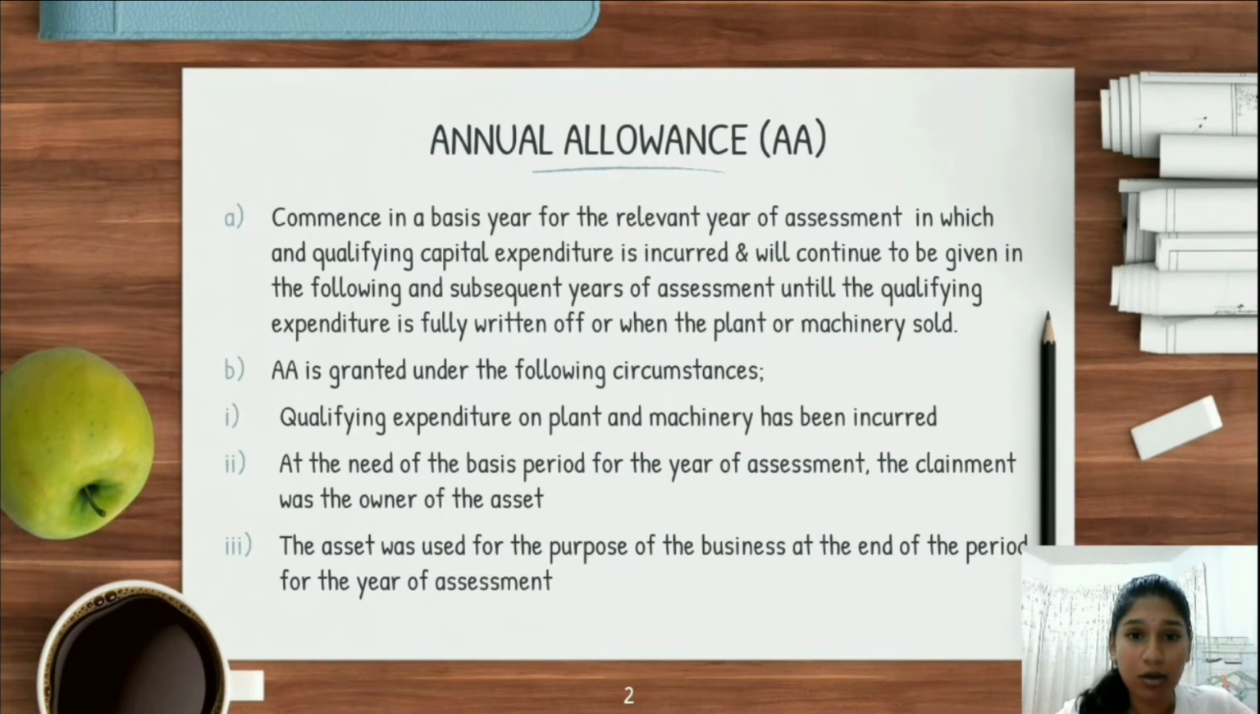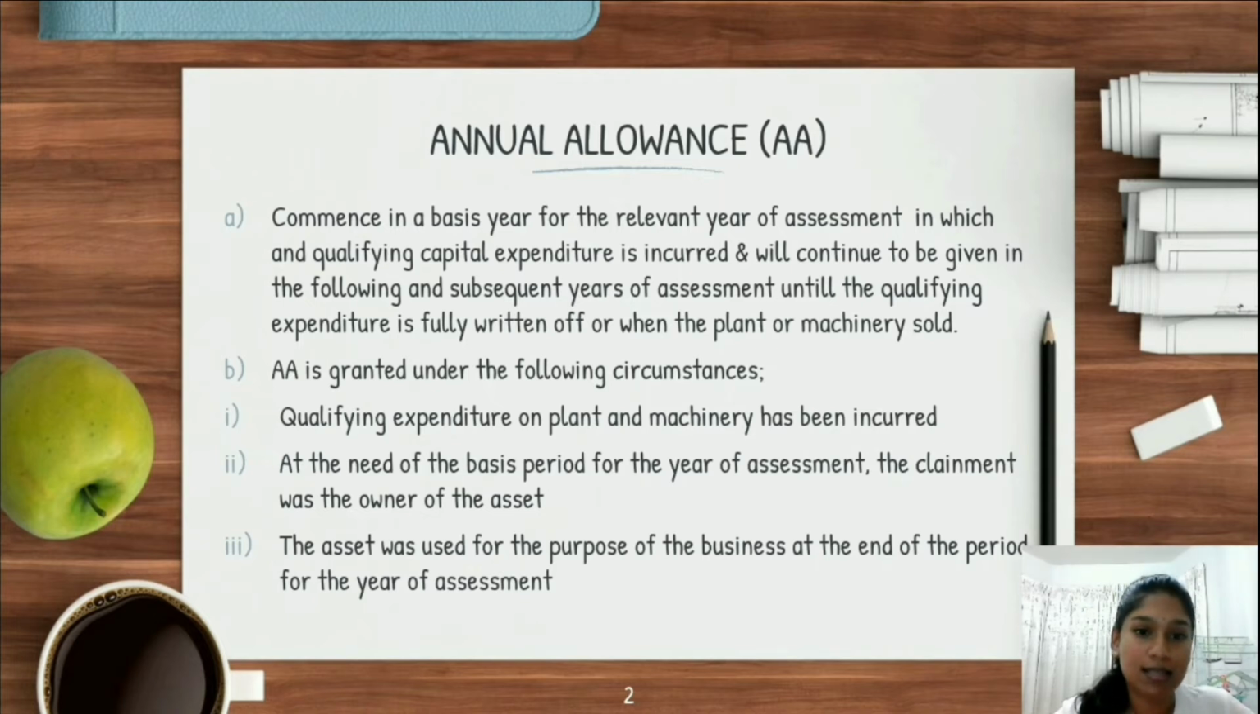Now we are going to see about the annual allowance. The annual allowance commences in the basis year of the relevant year of assessment in which a qualifying capital expenditure is incurred and will continue to be given in the following and subsequent years of assessment until the qualifying expenditure is fully written off or when the plant or machinery is sold.